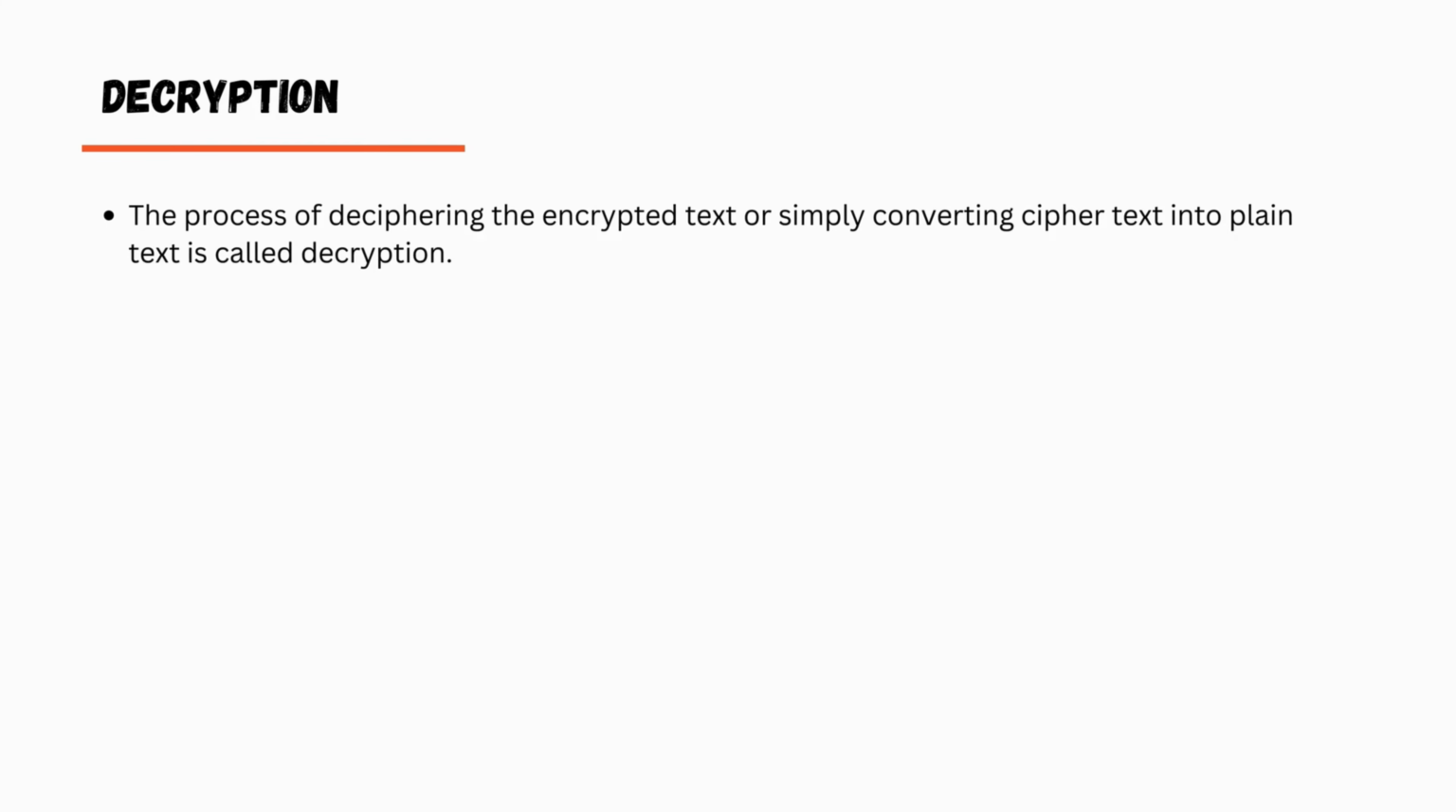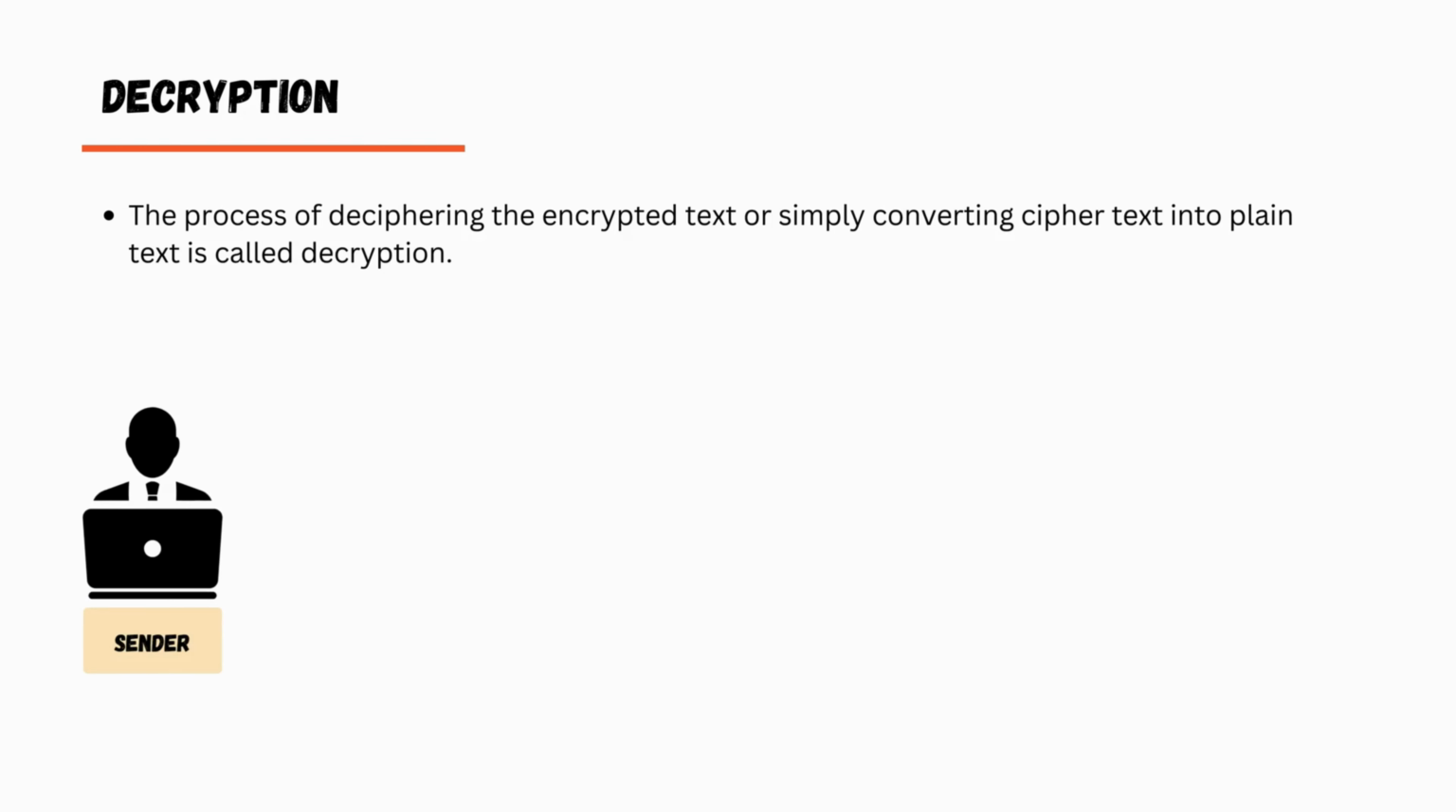Now, let us dive deep into the second functionality of the presentation layer, which is decryption. Decryption is the process by which we decipher the encrypted text back to the plain text. Or in simple terminology, we convert the ciphertext back to the clear text. Now let us understand this with an example here.